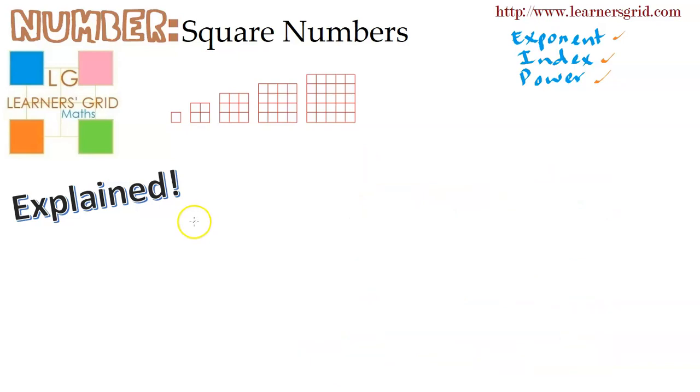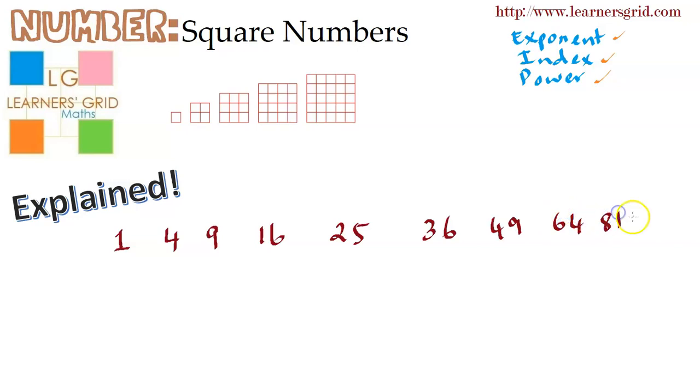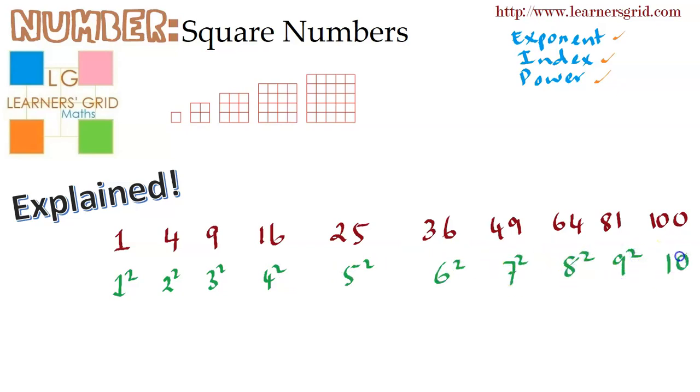And speaking of square numbers, what are some of the square numbers that we should know? Well, we should know 1. We should know 4. We should know 9. We should know 16. We should know 25. We should know 36. We should know 49. We should know 64, 81, and 100 at the very least. So how do I get that? That there is 1 squared. That is 2 squared. That is 3 squared. That is 4 squared. 5 squared. 6 squared. 7 squared. 8 squared. 9 squared. And 10 squared.